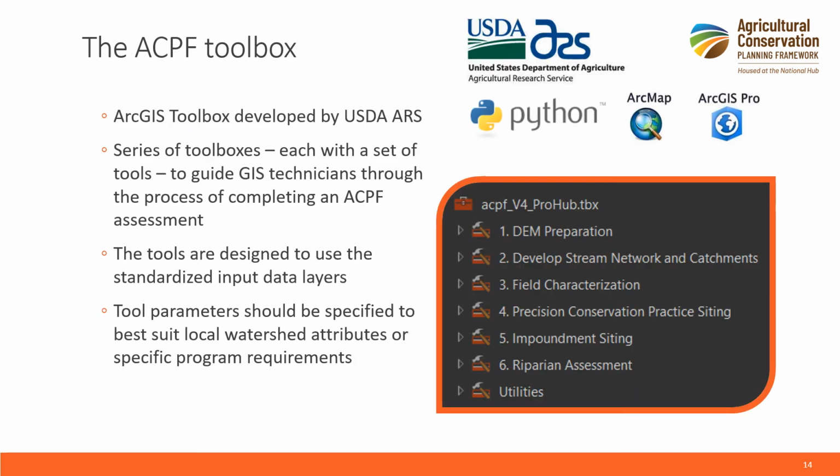The last component of the ACPF is the ACPF toolbox. This is an ArcGIS toolbox that was developed by the USDA ARS. The main ACPF toolbox consists of a series of toolboxes and tools within it aimed at guiding technicians through the necessary steps to complete an ACPF analysis. The individual tools are Python scripts written to semi-automate analyses of the landscape. The tools use standardized data layers as inputs, but offer the flexibility of adjusting specific parameters for individual tools so the outputs are best suited to local watershed attributes or specific program requirements.